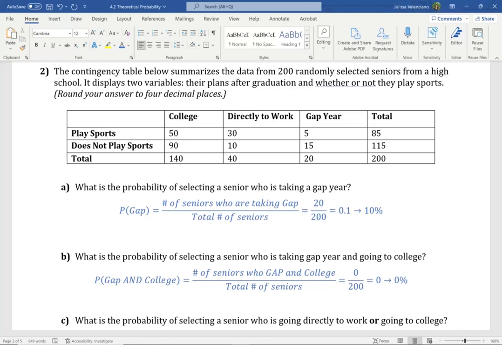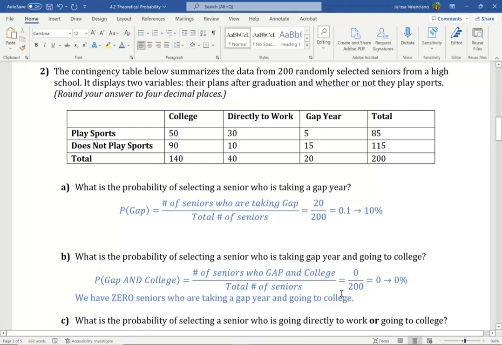Let's make a note to ourselves here. We have 0 seniors who are both taking a gap year and going to college. That is why our probability is 0. The probability of me selecting a senior who's under both of those categories is 0 because we have 0 out of the 200 who land in both of those categories.